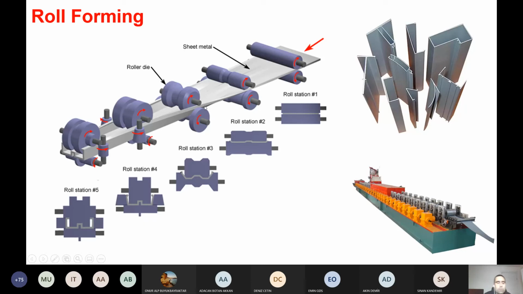As I said, I didn't put many videos here, both because of time and due to potential lack of connection speed. So if you just search YouTube and write roll forming, you will get maybe 10,000 videos showing this process.